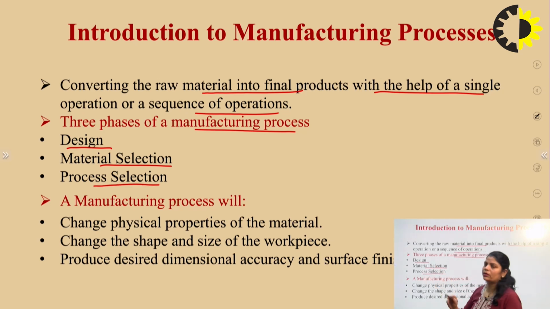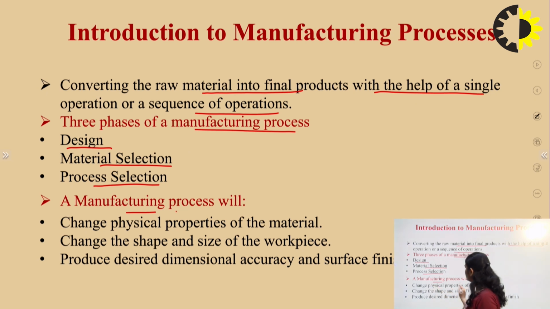Then we will select the process. Depending on the design, or the shape of the final product, and what type of operations are required to get that final shape, we will select the different number of processes. So these are the phases of a manufacturing process.